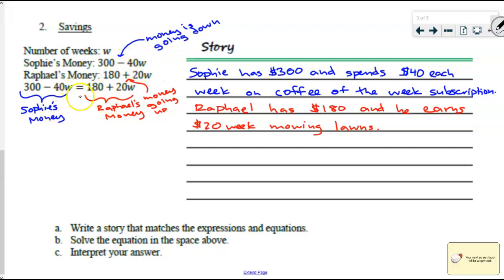Exactly. Sophie and Raphael have the same amount. What am I really finding out? Sam. Exactly. We're seeing that this is Sophie's money, which is, according to this equation, equal to Raphael's money. Are they equal in the beginning if Sophie has 300 and Raphael has 180? No, that's not equal, but other things are happening, so we're trying to figure out when are they going to have the same amount of money. Please add that to your story.